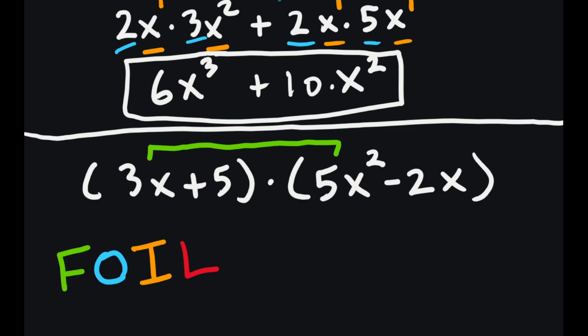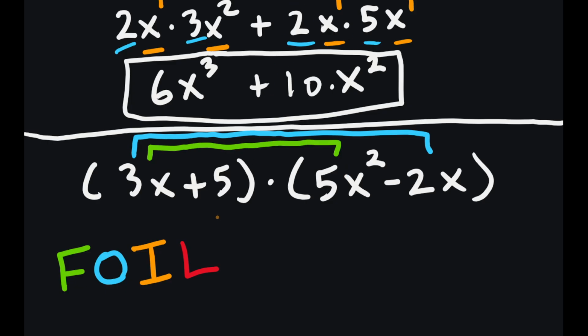And the O stands for outer. So what are the outer terms? So the outer terms, if you just look at it, it's the 3x and the negative 2x. These are on the outside of the entire expression. So we're going to multiply these two outer terms right here. So 3x times negative 2x.